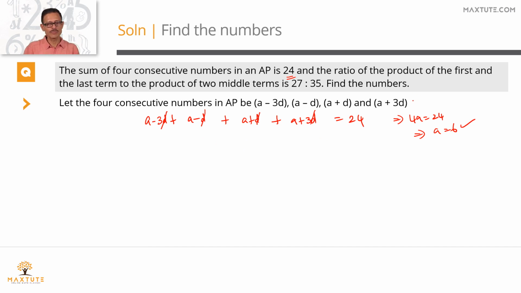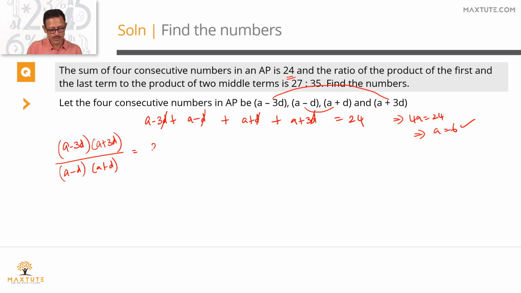Now let's take the second information. It says a ratio of the product of the first and the last term. The product of the first and the last term is a minus 3d times a plus 3d. This is the product of the first and last term. The ratio of this to the product of the middle two terms. The product of the middle two terms is a minus d times a plus d. This ratio is equal to 27 by 35, is what the question says. One thing, we can plug in the value of a as 6 right away, or you can plug it in later.